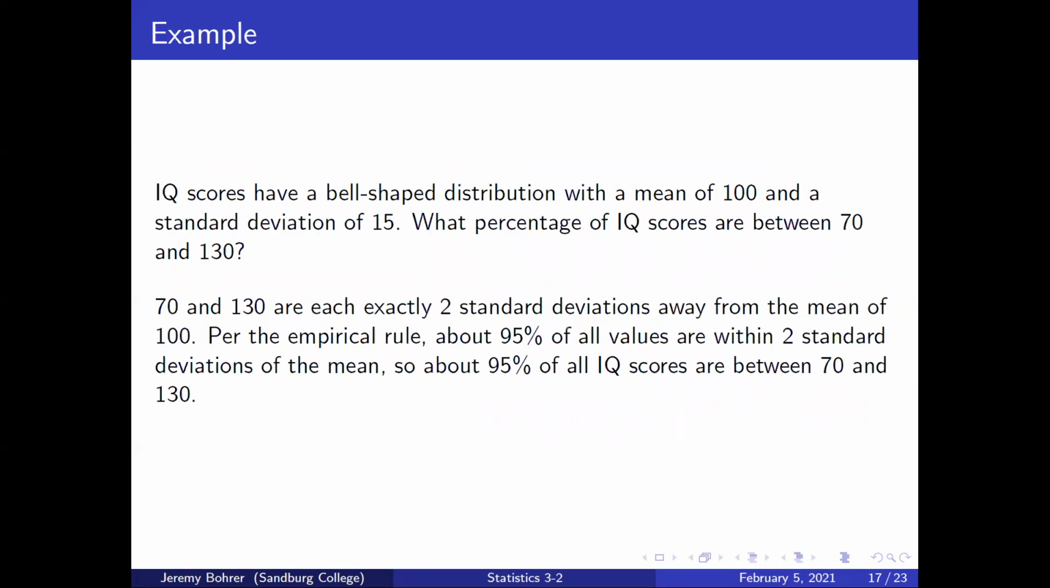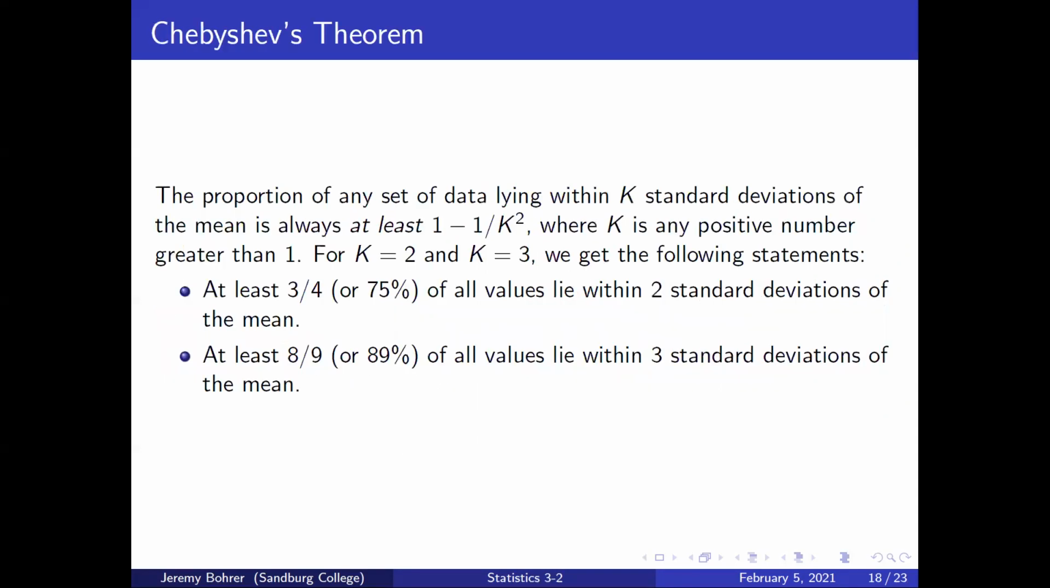IQ scores have a bell-shaped distribution with a mean of 100 and a standard deviation of 15. What percentage of IQ scores are between 70 and 130? 70 and 130 are each exactly two standard deviations away from the mean of 100. Per the empirical rule, about 95% of all values are within two standard deviations of the mean, so about 95% of all IQ scores are between 70 and 130.